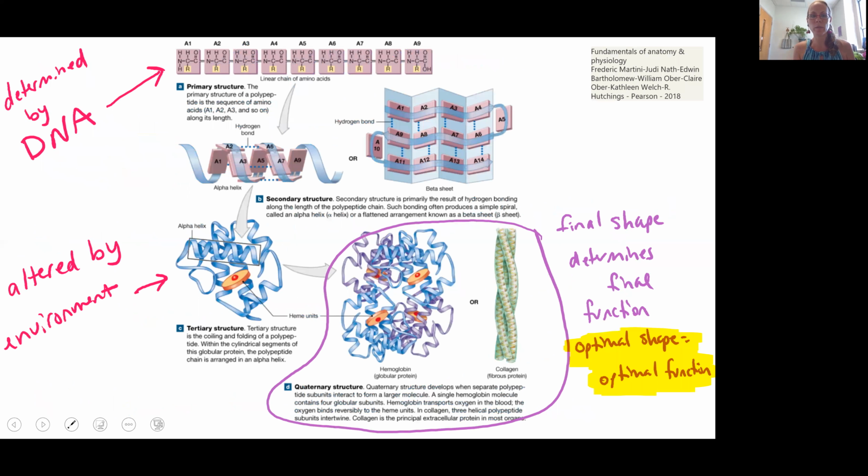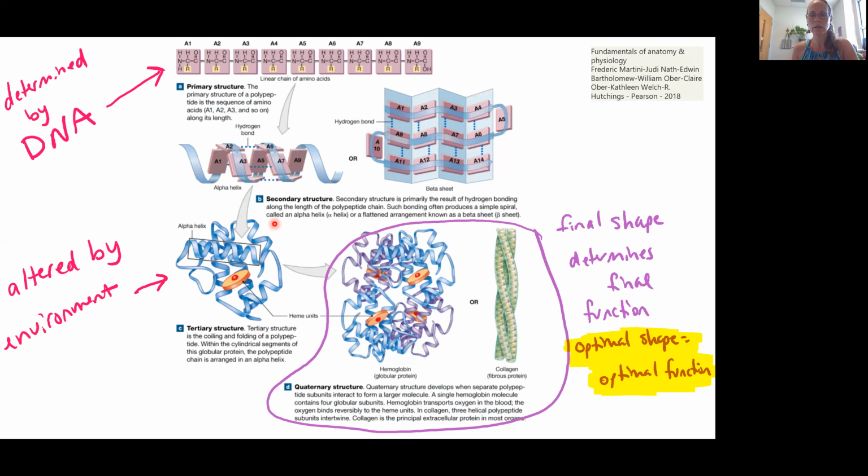Here's a nice picture from our textbook showing us all of these different steps. So we have our primary structure, a chain of amino acids determined by our DNA molecule. Here's our secondary level, which can either be the alpha helix or the beta pleated sheet. So here we see our hydrogen bonding along the length of that strand. Here is our tertiary structure. Remember, that's altered by our environment. And then here are those complexes, so either the globular or the fibrous.